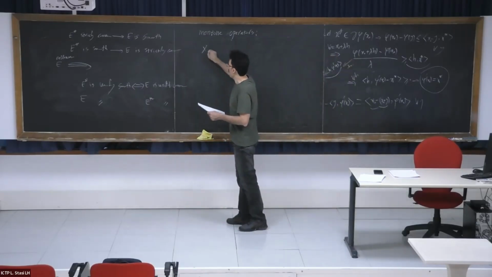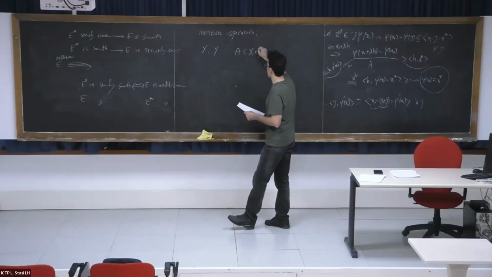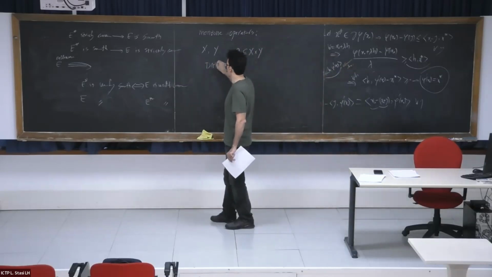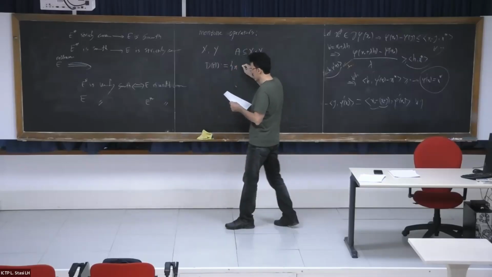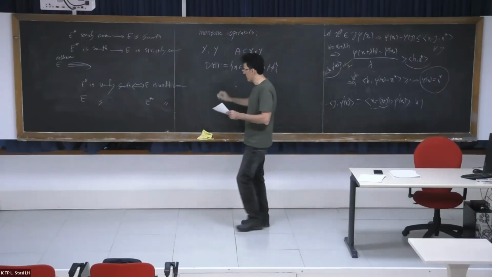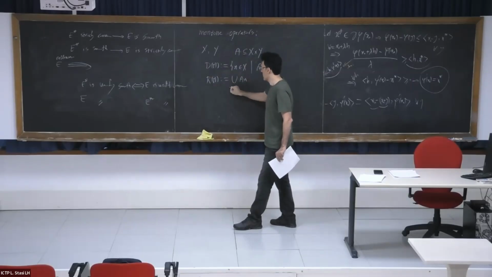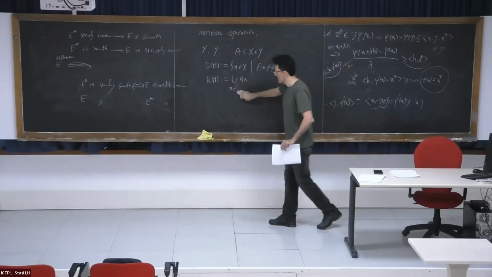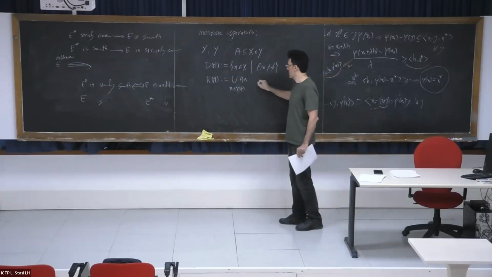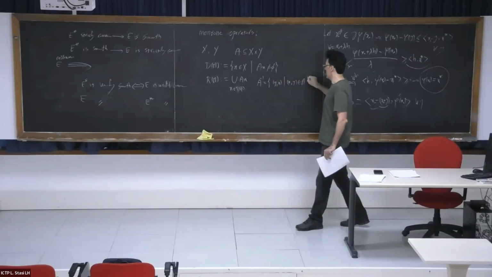Let X and Y be linear spaces and consider A to be a subset of X times Y. The domain of A is defined as all the elements x in X such that A of x is non-empty, and the range of A is defined as the union of the sets A x for all x in the domain of A. And the inverse can be defined as the set of y and x such that x and y is an element of A.